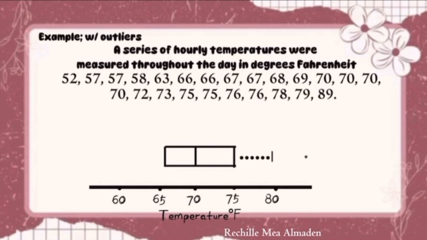The minimum value in this data set is 52 degrees Fahrenheit, and our 1.5 IQR below the first quartile is 52.5 degrees Fahrenheit. So the minimum is smaller than 1.5 IQR below the first quartile. So our minimum is also an outlier. Therefore, our lower whisker is placed at the smallest value greater than 1.5 IQR below the first quartile, which is 57 degrees Fahrenheit.